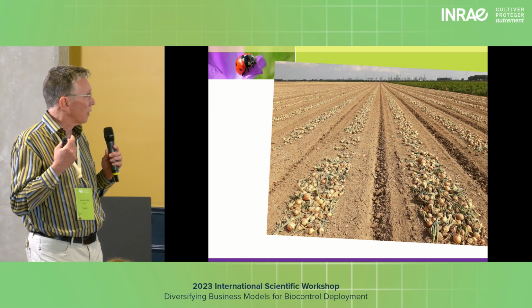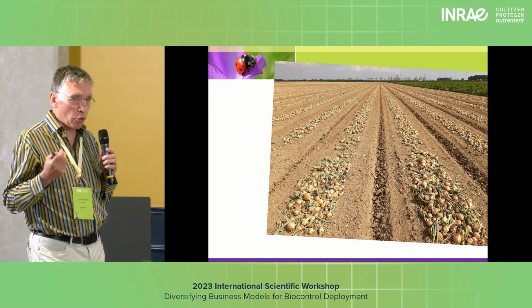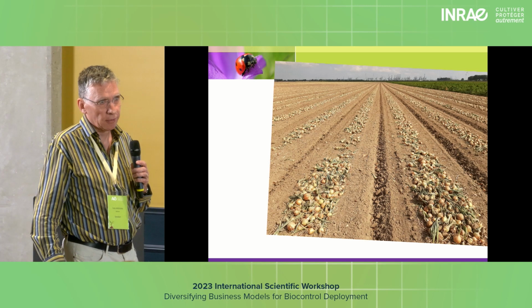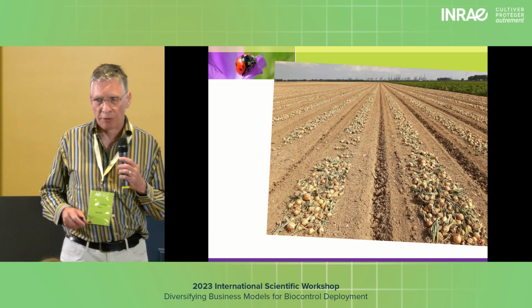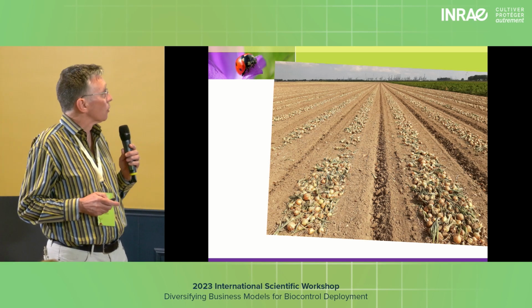And we also assessed then the yield of this crop. We were able to show that he had 15% higher yield on the corner that was not treated as compared to the treated corner.